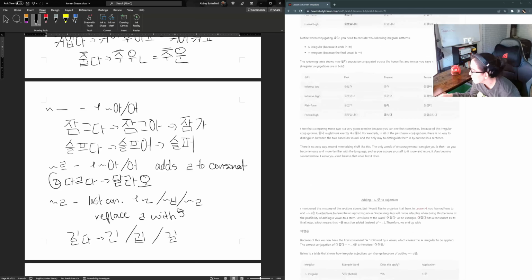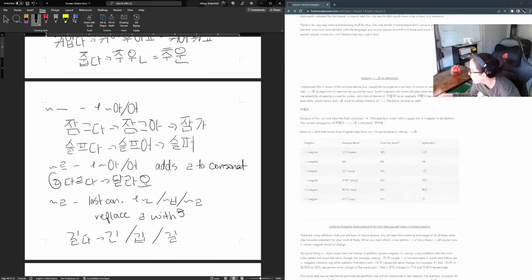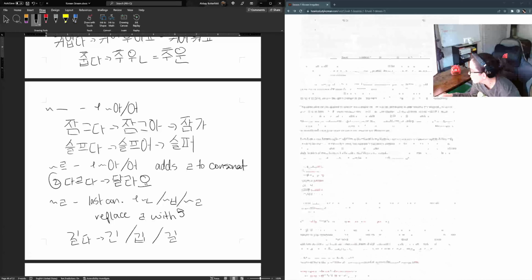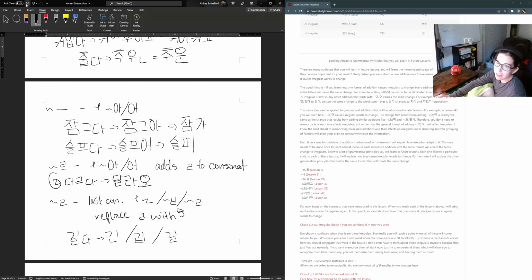Basically, they can look the same. That's all I'm getting, that they can look the same. Looking ahead at future lessons, I don't care about future lessons. I'm done. My brain is done today.